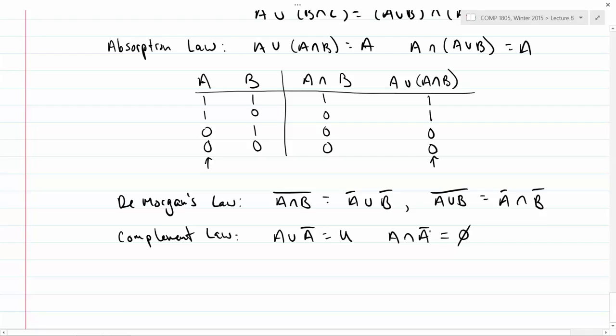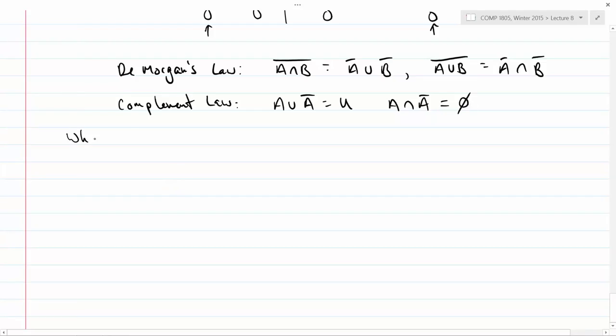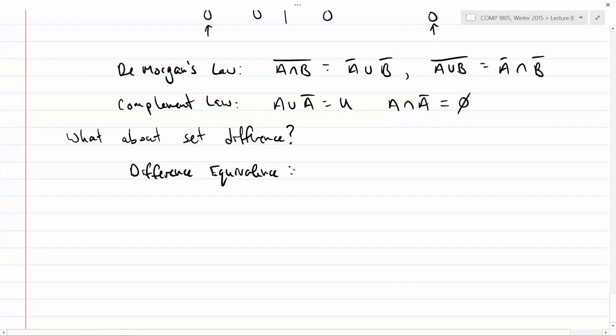All right, there's one thing I haven't talked about yet, and that's set difference. So just like implication, set difference is kind of the weird one. So we have a law called difference equivalence. And that is that A minus B, well, think about what that is. You take everything in A and remove the things that are in B. So you want the things that are in A, but not in B. Right? Is that fair to say? A minus B is in A, but not in B.